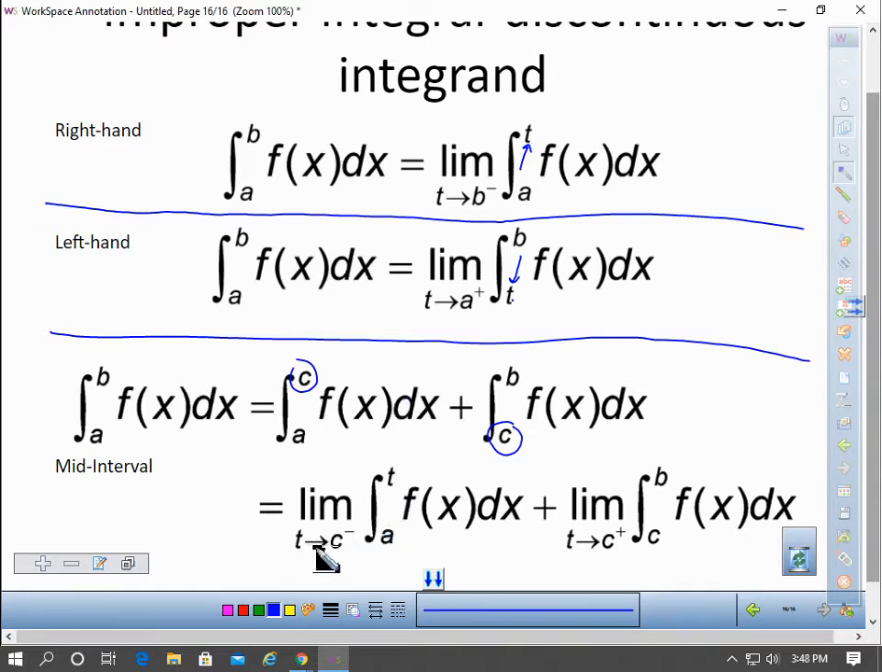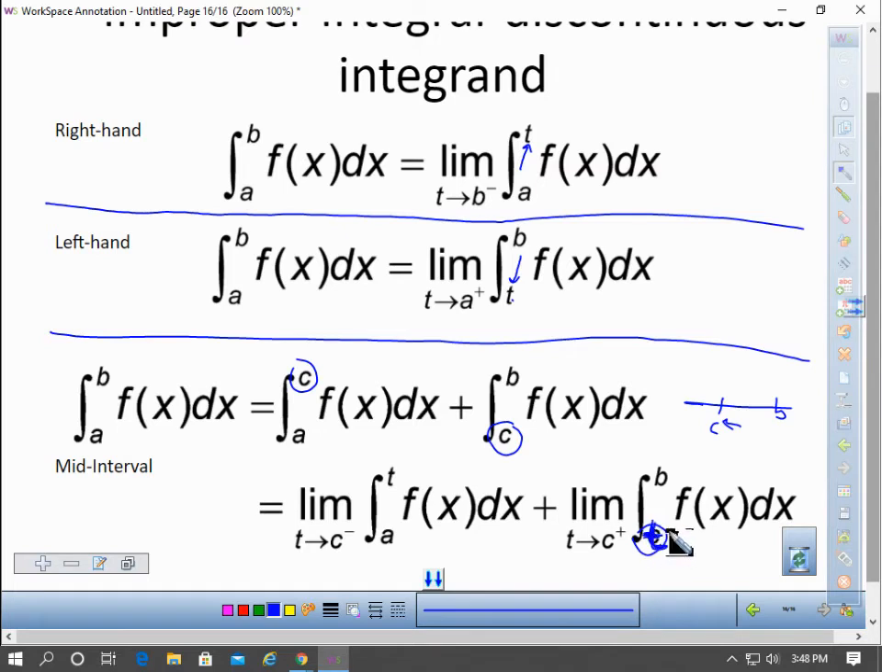You're going to replace this C with a t and approach it from the left, and then put a t for this C and approach it from the right. So when you're in the interval from C to B, you're approaching it from the right side, even though it's the left side of the interval. And here it's the right side of the interval. Oh, and that should really be a t right there.